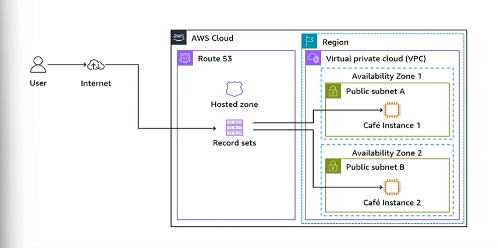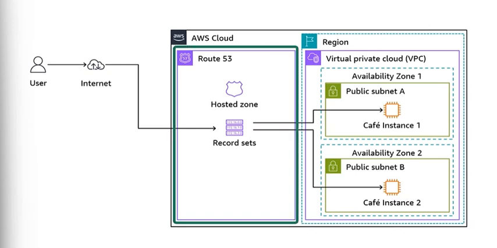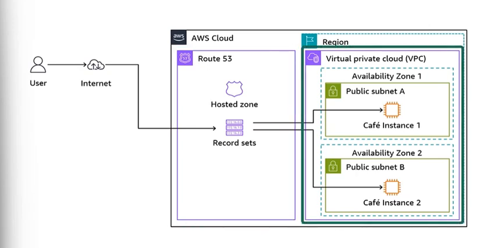In the simple routing example, we have a registered internet domain and we are managing it with Amazon Route 53. We also have a VPC with two Amazon EC2 instances running in it. Each instance is running a web server with our website hosted on it.